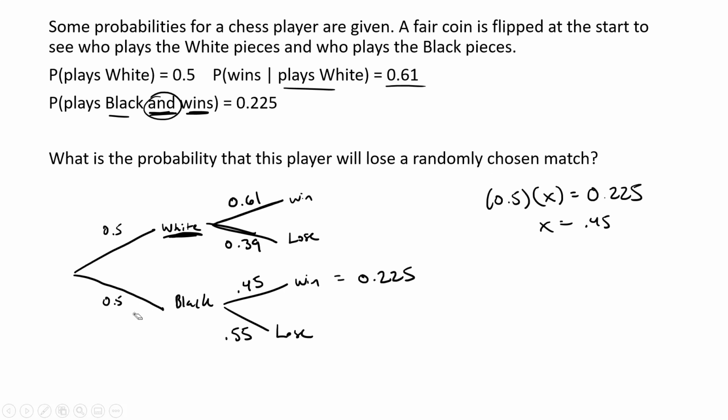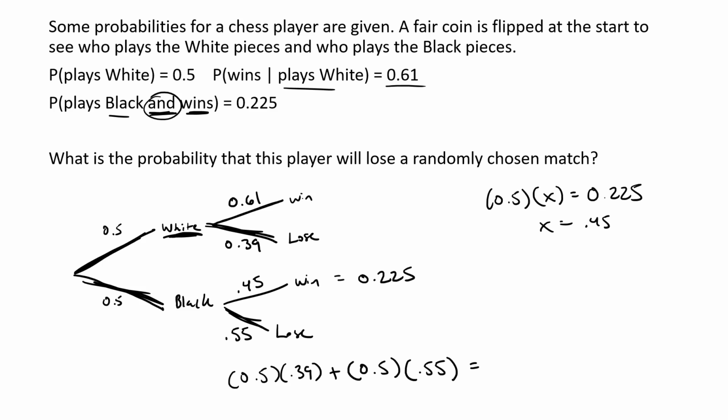So now the question is, what is the probability that you will lose? Well, there are two ways you can get there, right? You can either play white and lose, or you could play black and lose. So again, you calculate the individual branches and then add up those results. So I'll just tell you what you get. 0.5 times 0.39 plus 0.5 times 0.55. You get about 0.47.